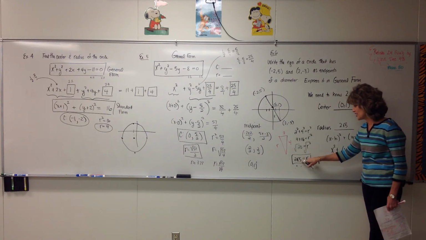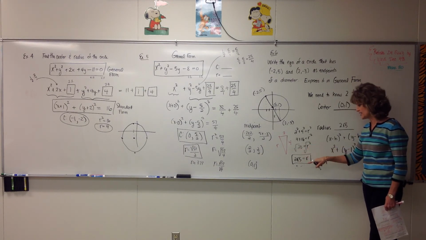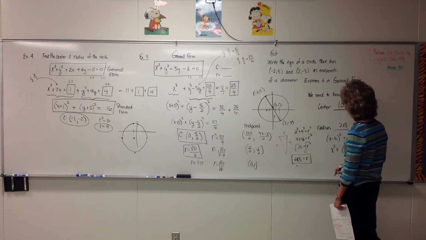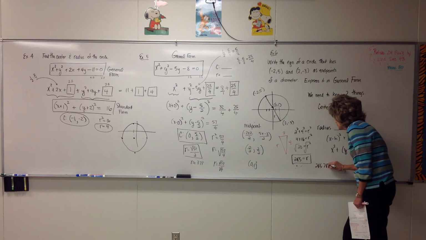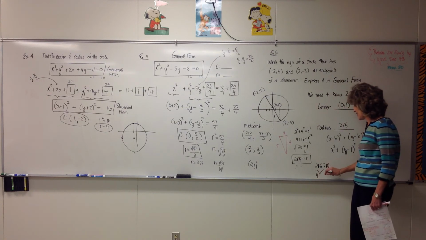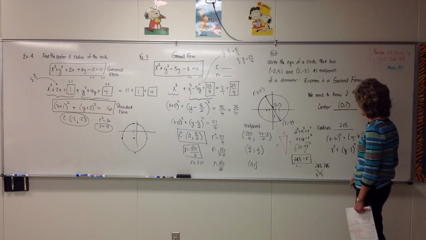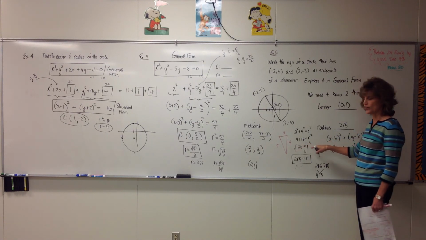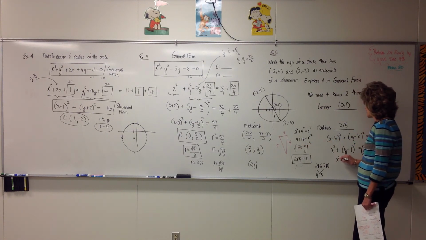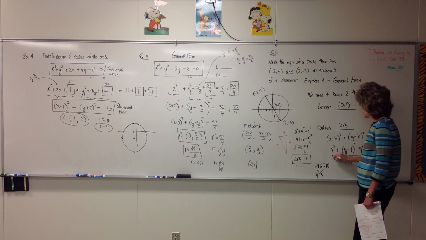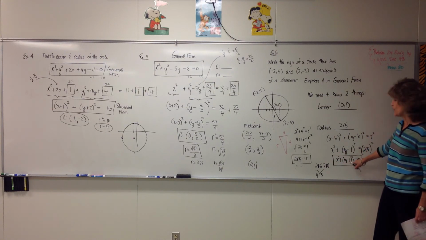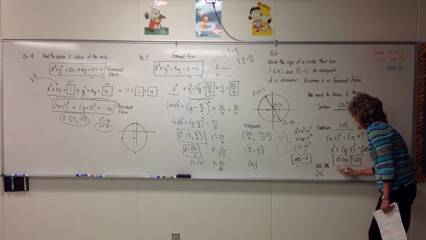Well, I know from right here, before I took the square root of both sides, if I square 2 square roots of 5, 2 times square root of 5 times another 2 times square root of 5, that gives me 4 times square root of 25, or just 4 times 5, and it gets me back to the 20 that I had right here before I took the square root. So x squared plus y minus 1 squared equals 20. This is the equation of the circle, but this is standard form.